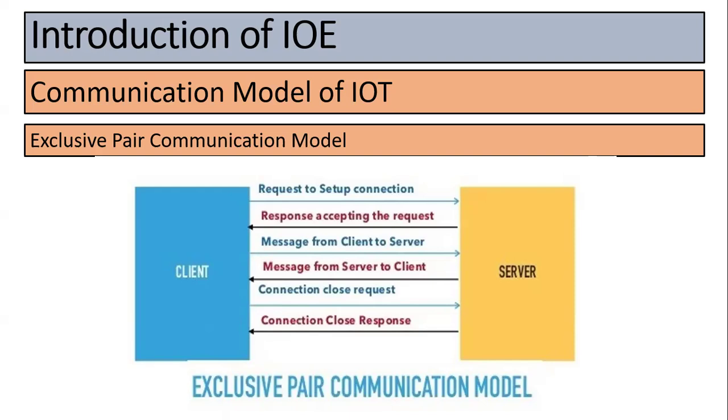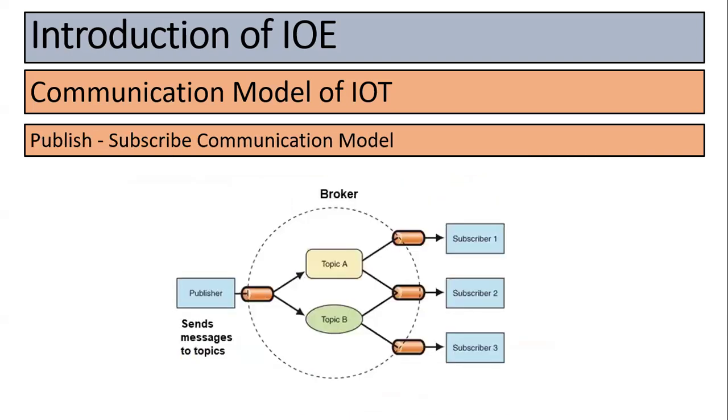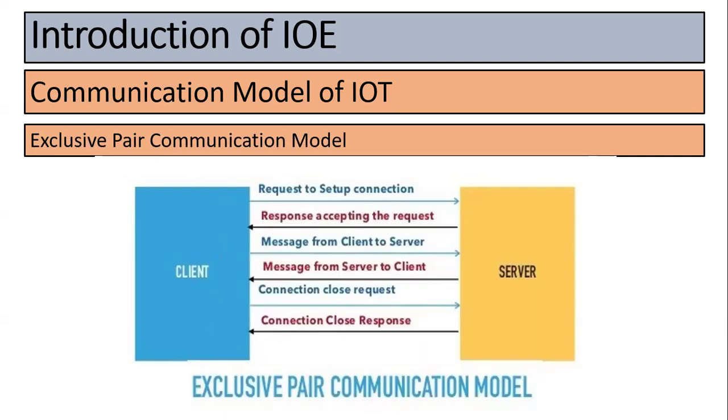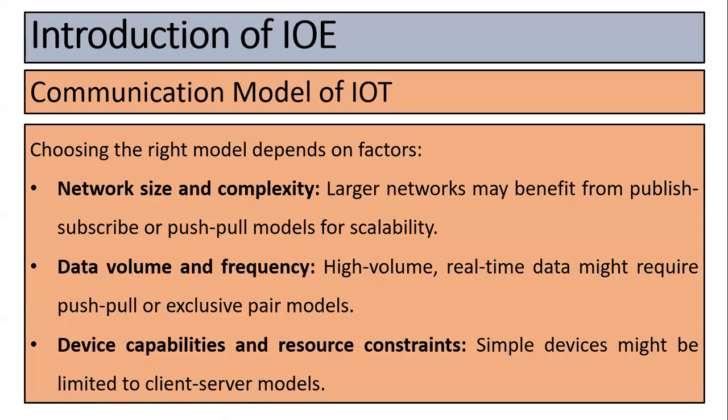Now, depending upon the application, out of these four models, any one model is being selected. So for example, we see some scenario where this communication model can be utilized. The first one is network size and complexity. If the network size is huge and complex, that is, for example, a large network, there we use the benefit of publish, subscribe or push pull model for scalability.